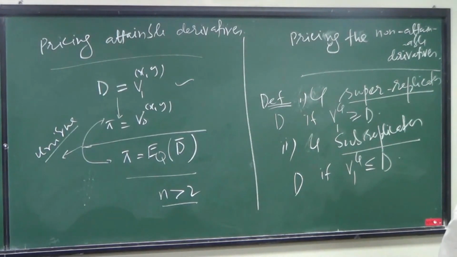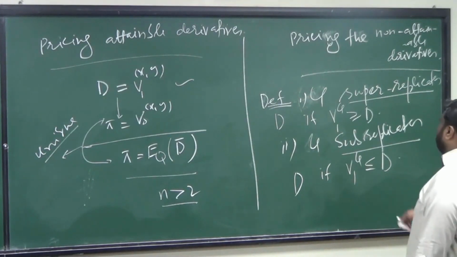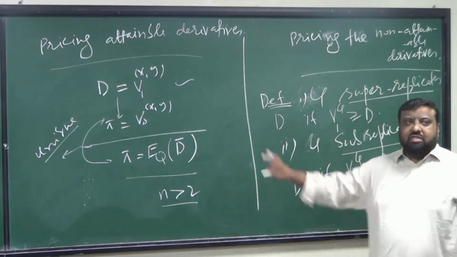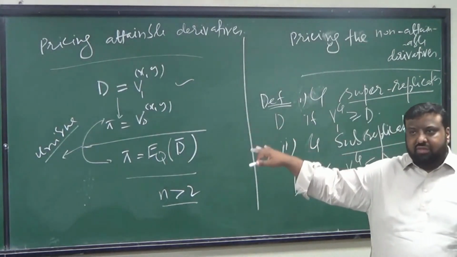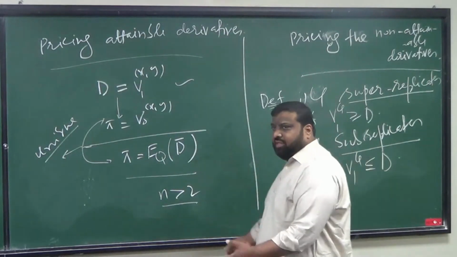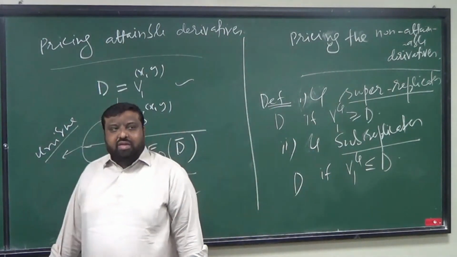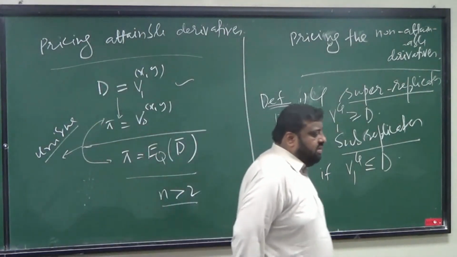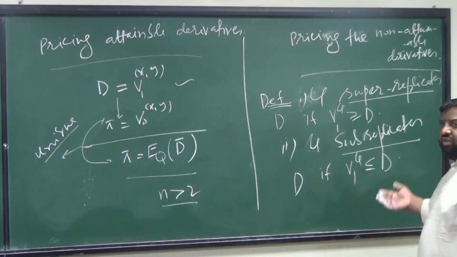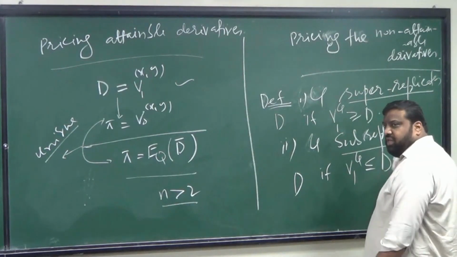So one of the things which is an immediate consequence of this definition, the first remark, would be that if I have a portfolio which super replicates and sub-replicates, then it replicates the derivative. But if you are in the case of a non-attainable derivative, you're not going to have this. You have either of the following.